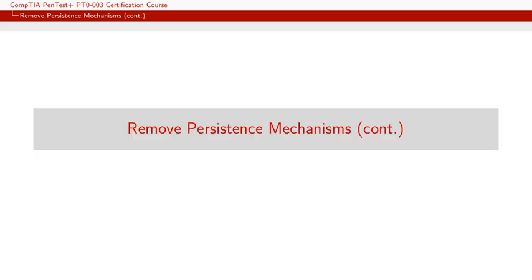In the previous lesson, we began discussing the various persistence mechanisms that adversaries might use to maintain access to a compromised system. Now, we'll delve deeper into the methods to effectively remove these mechanisms. First and foremost, it's crucial to identify all the persistence mechanisms that have been put into place. This involves a thorough examination of startup items, scheduled tasks, registry keys, and any other potential entry points that might allow the attacker to regain access to the system.